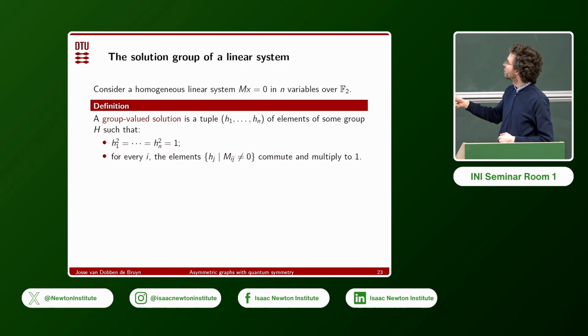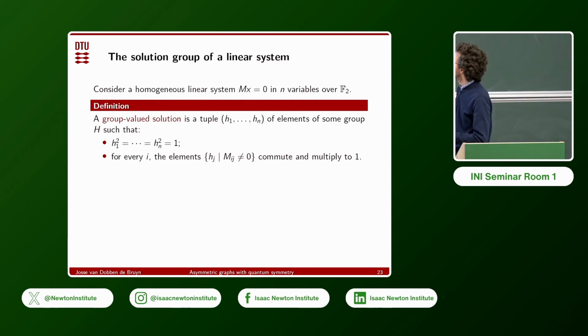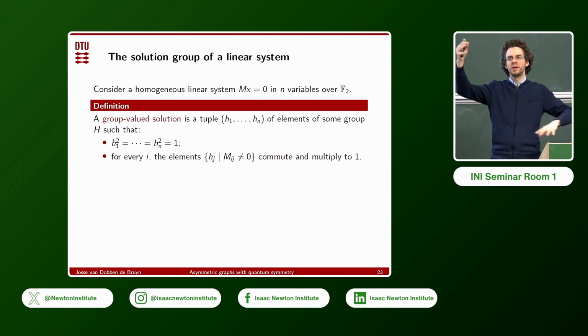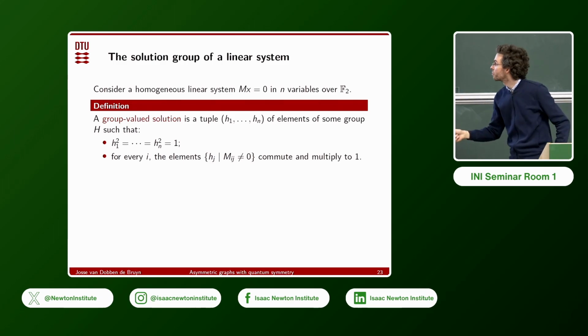is a tuple h1 up to hn of elements of some group H, such that hi squared is 1, and for every equation in the linear system, the elements that occur with non-zero coefficient in that equation must commute and multiply to 1. So we have a solution where for each equation the variables commute, but globally not everything necessarily has to commute.